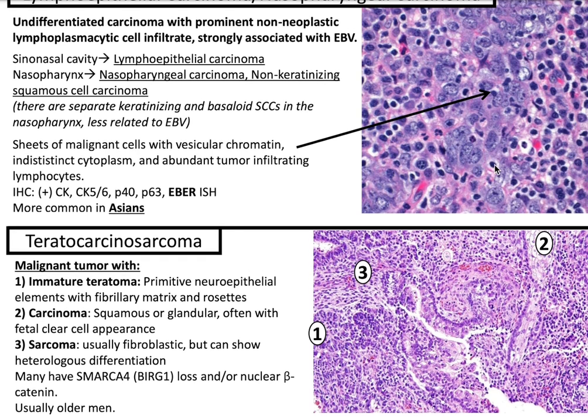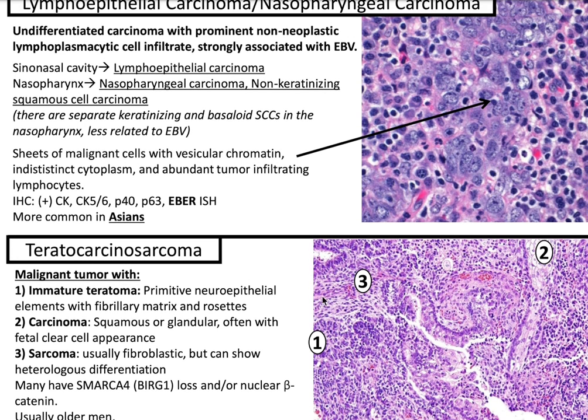Teratocarcinosarcoma. This is a malignant tumor with one, immature teratoma, with these primitive neuroepithelial elements with a fibrillary matrix and rosettes. Two, carcinoma. You'll have squamous or glandular, often with a fetal clear cell appearance. And three, sarcoma. Usually fibroblastic, but can show heterologous differentiation. Many have SMARCA4 or BRG1 loss and or nuclear beta-catenin, usually in older men.